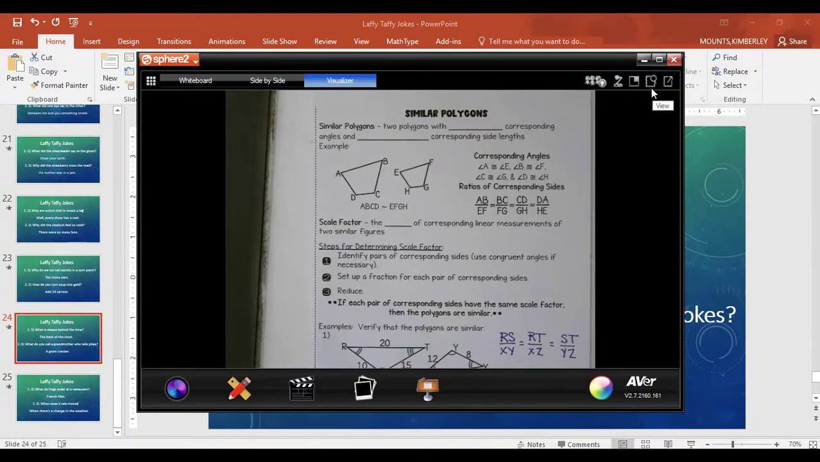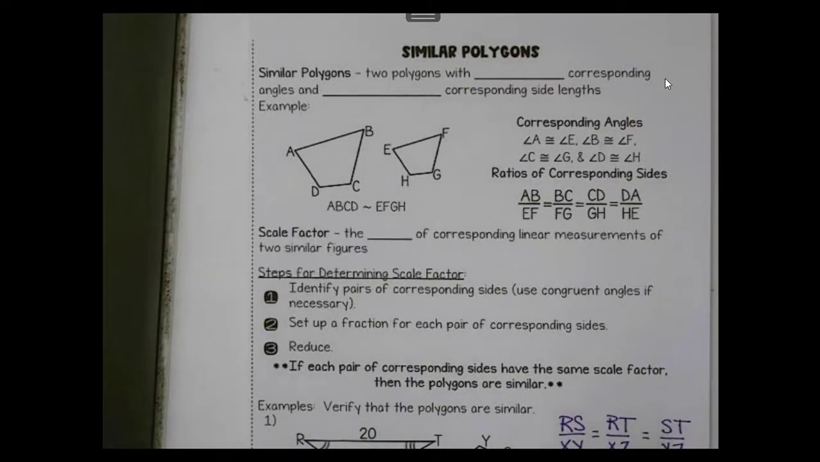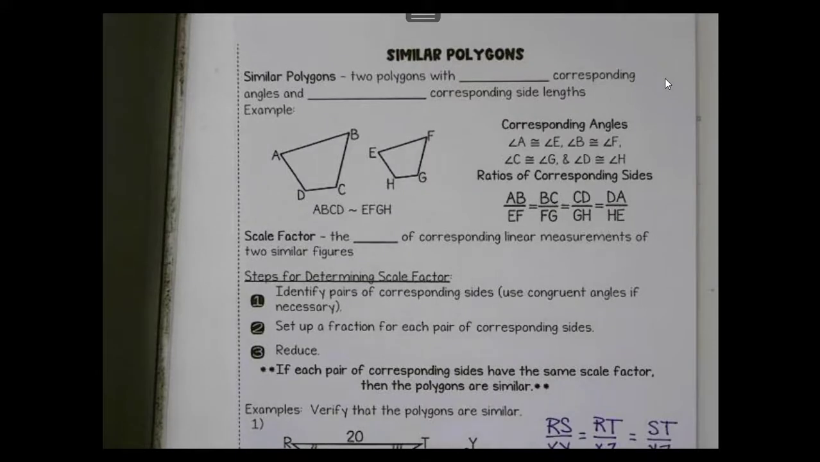So you're going to want to have the notes on similar polygons. Similar polygons are going to be two shapes where one is just bigger than the other, and it grows proportionately. So we're going to fill in the blanks at the top here.